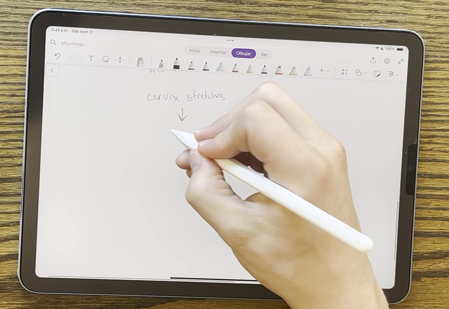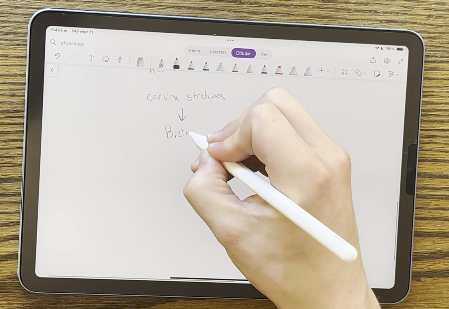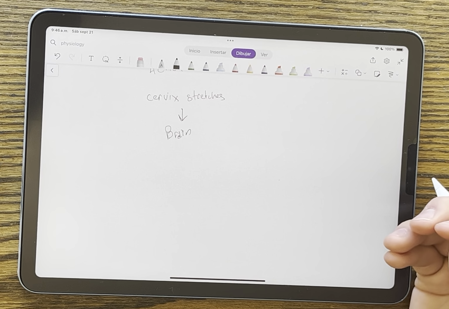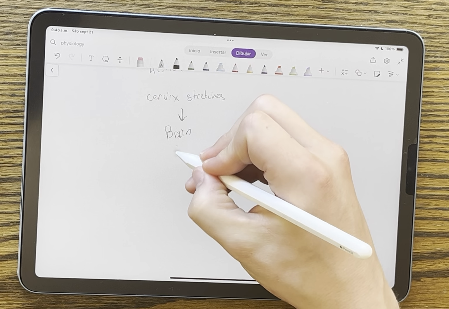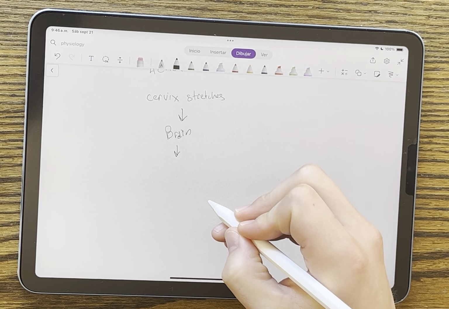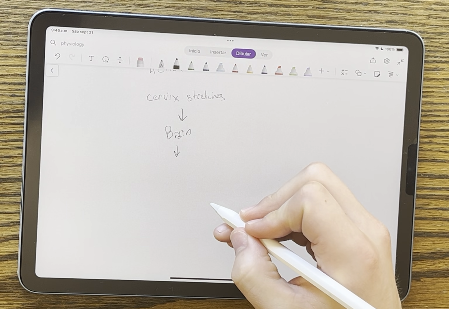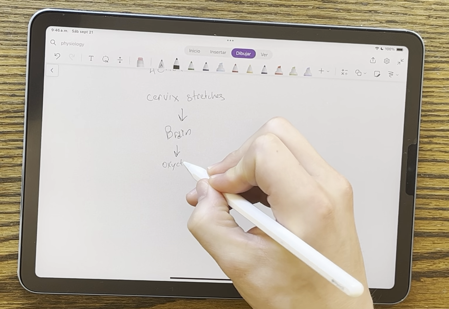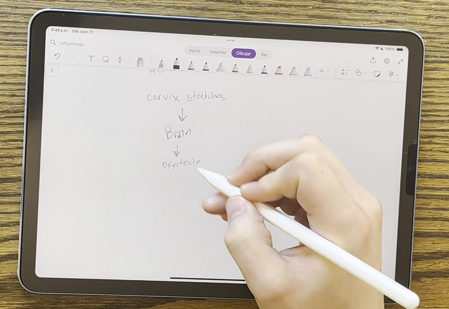So your brain recognizes that the cervix is stretching, but the woman doesn't want the opposite effect. She doesn't want her cervix to tighten and not stretch, or else birth would be impossible. So the brain sends a signal through efferent pathways to the effector, which in this case could be oxytocin. Oh, I spelled that wrong.